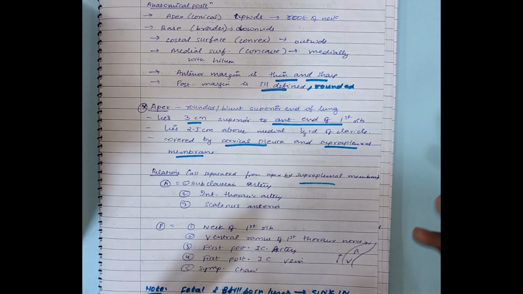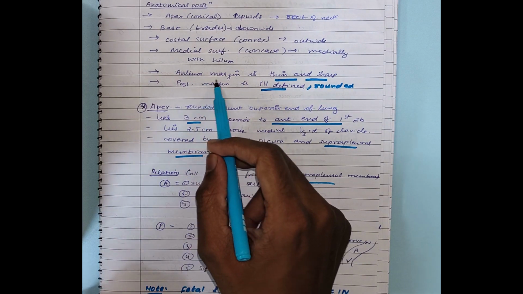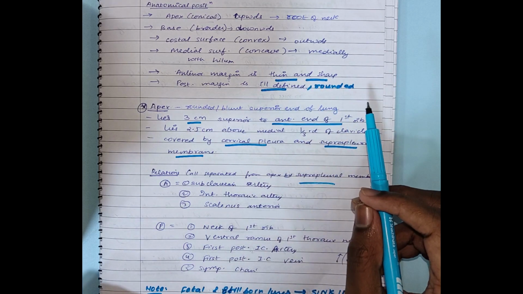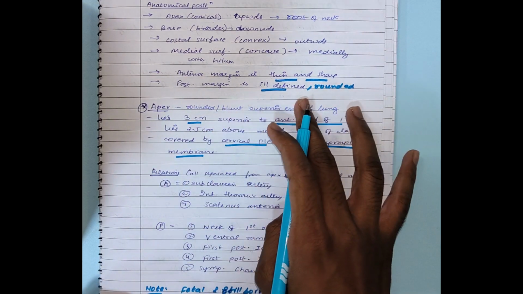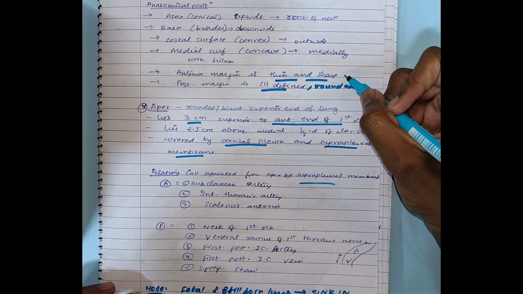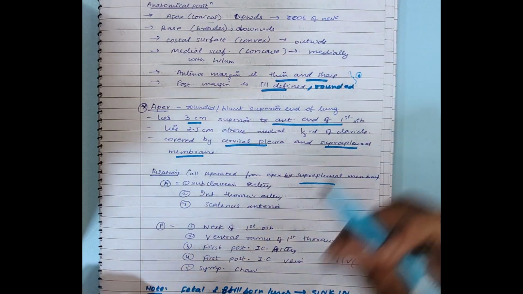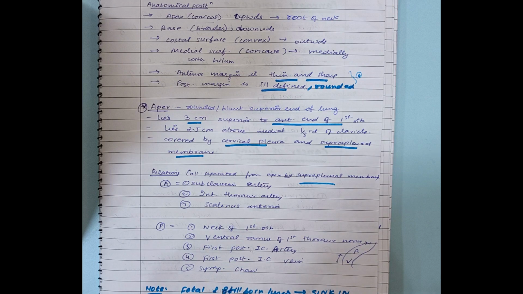Now, how will you understand which is the anterior border and which is the posterior border? Always remember, the anterior border is thin and sharp, like it is well defined. Whereas if we talk about the posterior border, it is ill defined and rounded. This is a very important point which will help you differentiate between the anterior and the posterior borders of the lung.